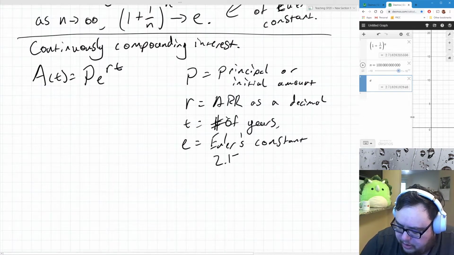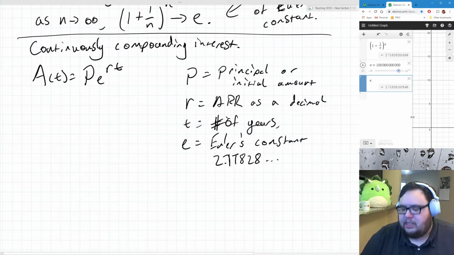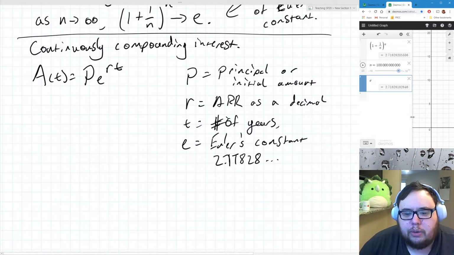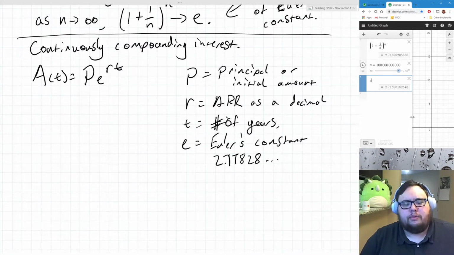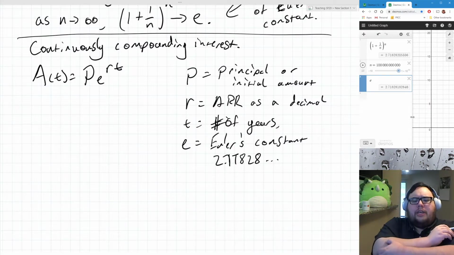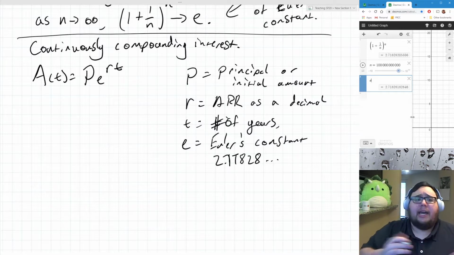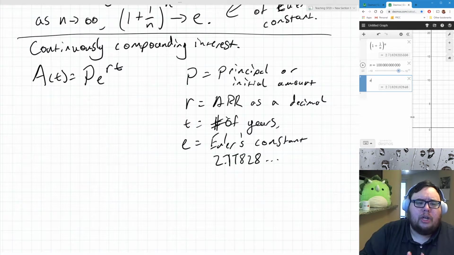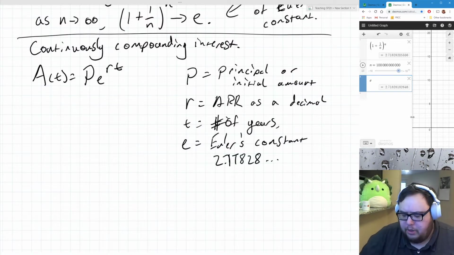E is 2.71828 dot dot dot. It doesn't actually repeat. It does 1828, 1828, and then it goes and does other stuff for a while. So E is an irrational number. It's like pi in a lot of different ways. In the same way that you want to know that pi is somewhere around 3.14, you probably want to know that E is somewhere around 2.718, 2.72 ish. You don't need to know exactly what it is. Your calculator will tell you what it is for the most part.